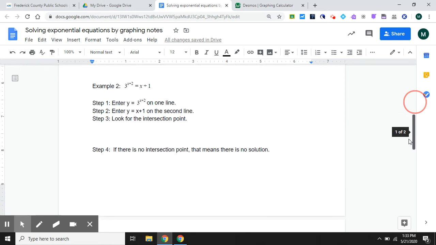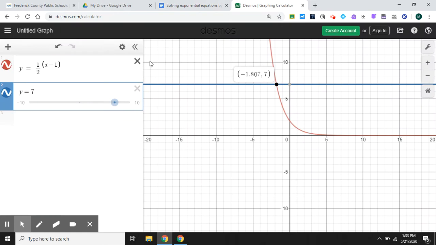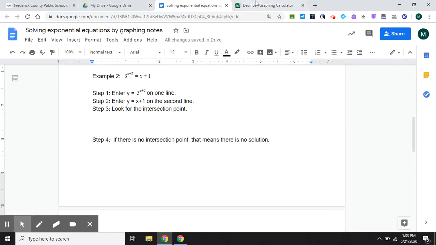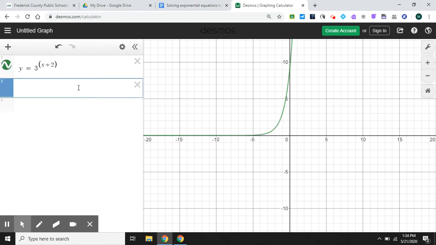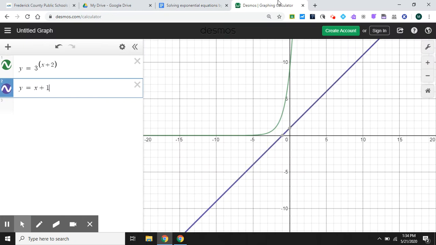Alrighty, so let's look at example 2. It doesn't matter what you have. Your left side just needs to be a y equals, and your right side just needs to be a y equals. So I'm going to do y equals 3 raised to the x plus 2. And then for the second line, we're going to do the right side. So it's y equals, and it's x plus 1. And if you notice, these don't intersect at all.